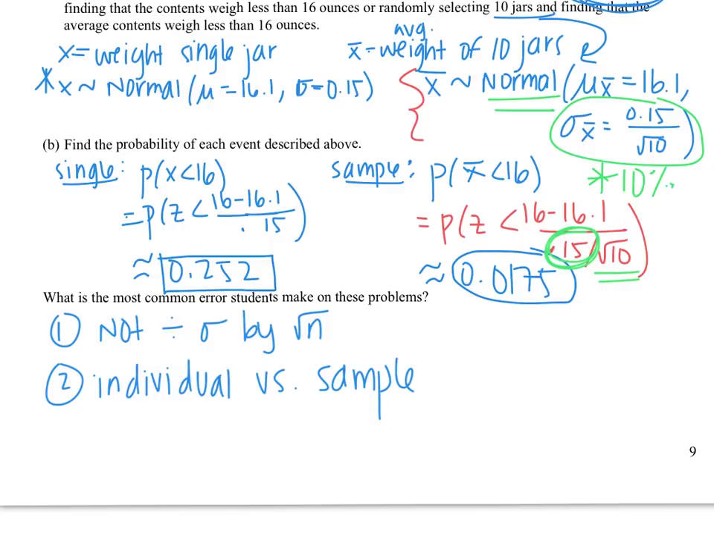So then the next logical question that comes up is, what happens if we have a population that's not necessarily normal? Is our sampling distribution going to be normal? So that's what we're going to talk about next.